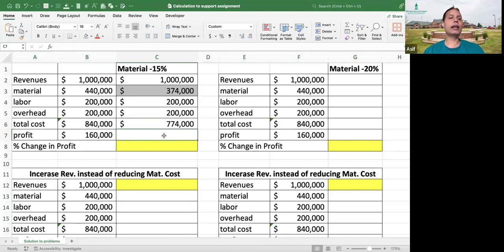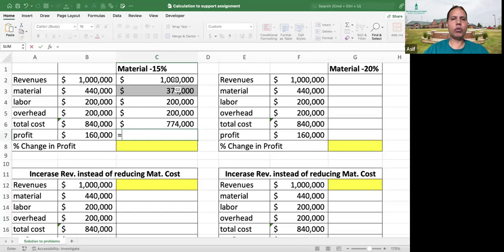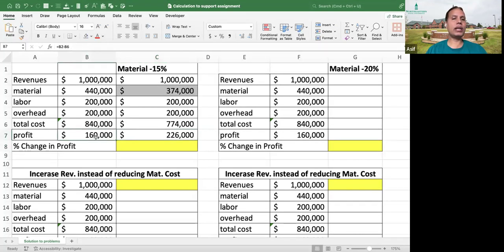Okay, the next step is to calculate profit. And we know the formula for profit is equal to revenues, which is $1 million, minus total cost, that is 774,000. So that will be 1 million minus 774,000. So that becomes 226,000, which means our new profit is 226,000. Our initial profit was 160,000. But the new profit that we obtain after reducing this material cost by 15% becomes 226,000.